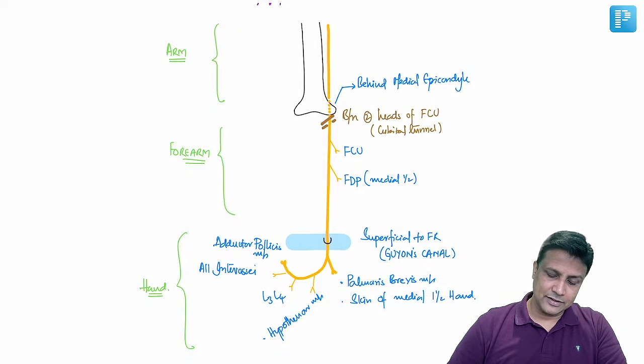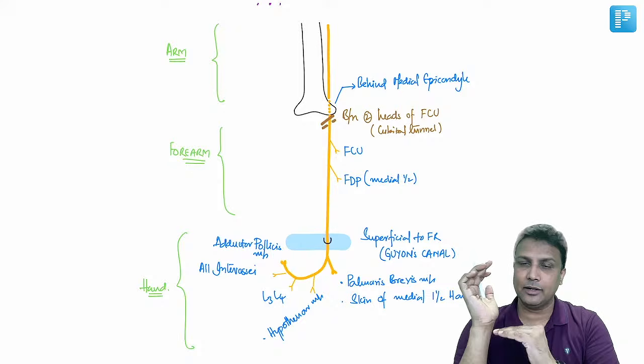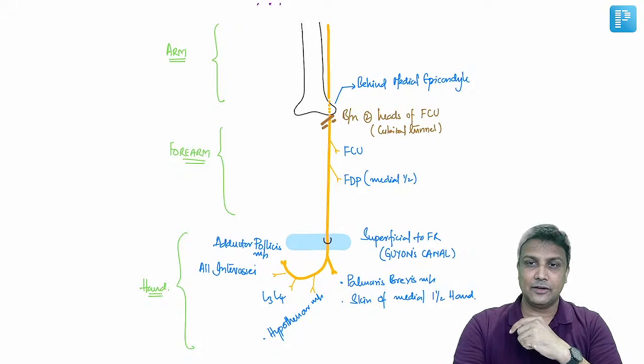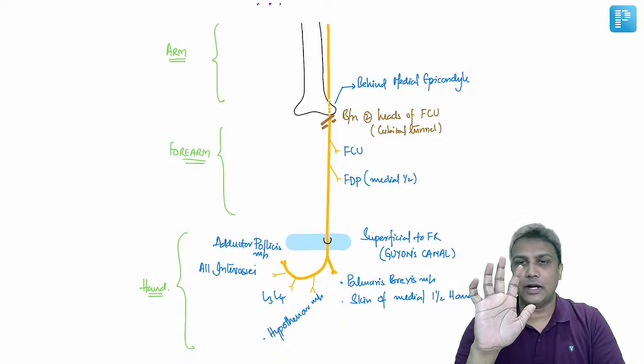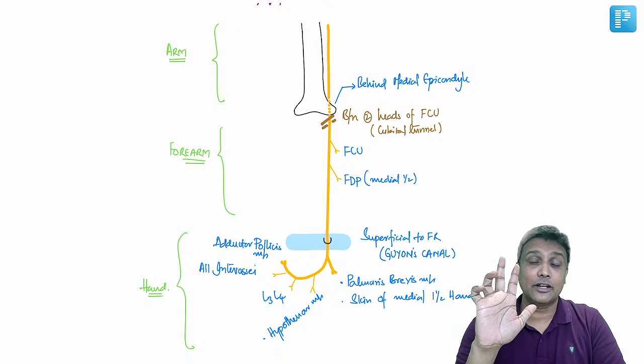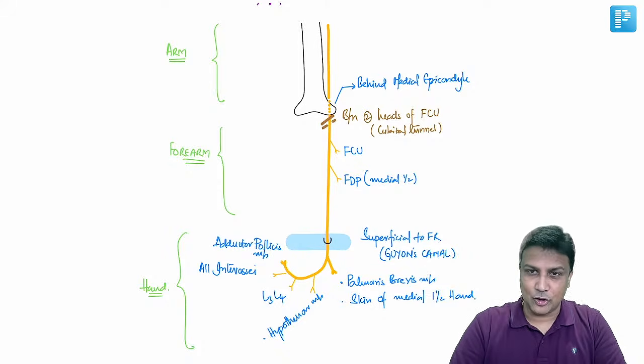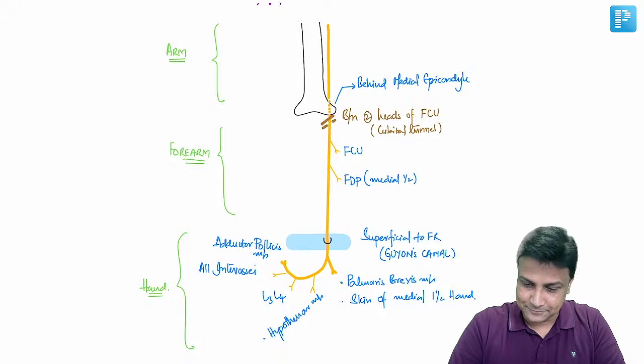Now suppose the ulnar nerve is injured here near the wrist. If the ulnar nerve is injured here, almost 15 muscles of the hand will be gone. If these 15 muscles are gone, it will lead to a claw hand, and this one here will be referred to as a partial claw hand. So the nerve involved in the partial claw hand will be the ulnar nerve.